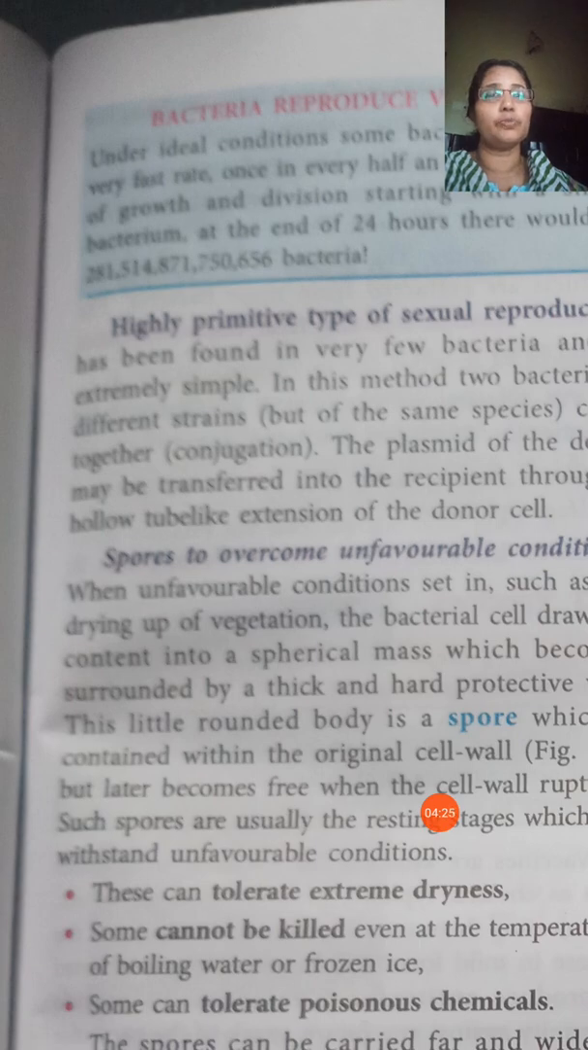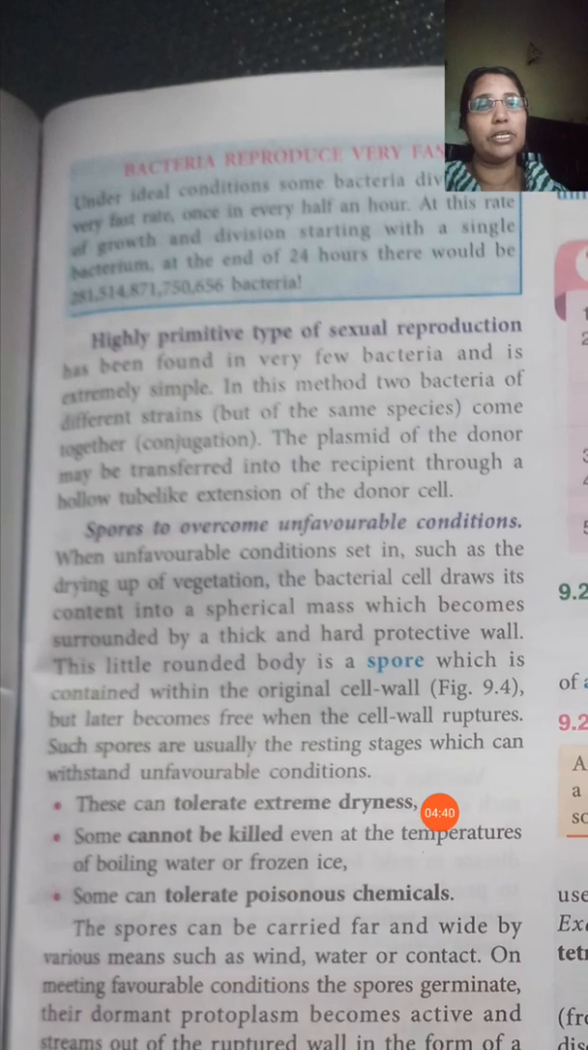In the same species, it occurs; thousands of varieties of bacteria are present. In the same species, bacteria may do this kind of primitive type of reproduction. The conjugation is a primitive type of reproduction.